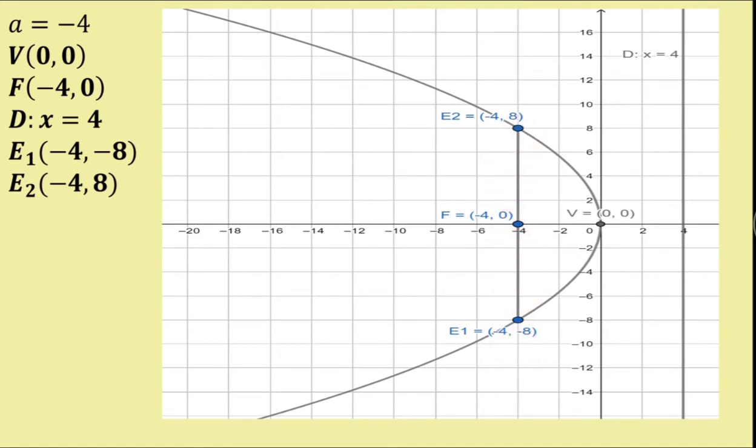After plotting the points, we can sketch the graph starting from the vertex. Again, the focus is on the left side. Therefore, the parabola is opening to the left, because the focus should always be inside the opening of the parabola. So from the vertex going to endpoint 1, and from the vertex passing through endpoint 2, this is the graph of our parabola.